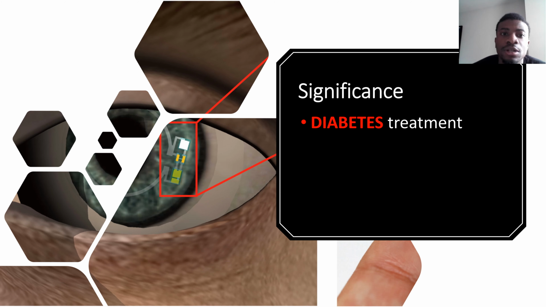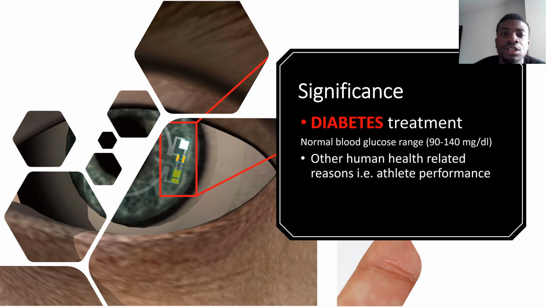Diabetes is a metabolic disorder where fluctuation occurs in the normal blood glucose range. According to the International Diabetes Federation, it is estimated that the number of people suffering from diabetes will reach 592 million by 2035. Glucose monitoring is also essential for other human health reasons like optimizing athlete performance, and it is also integral in the design of glucose-based fuel cells.